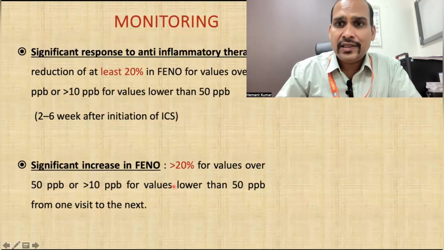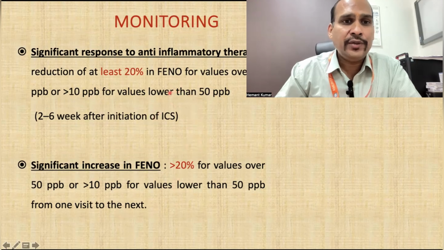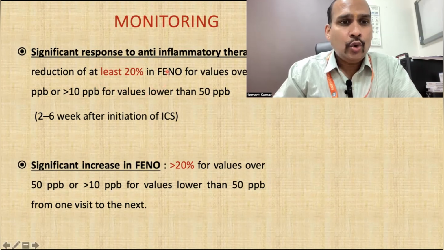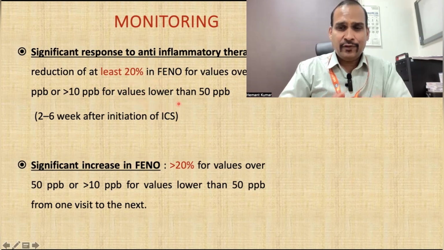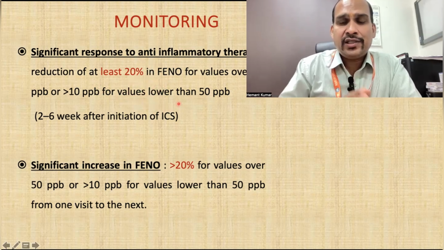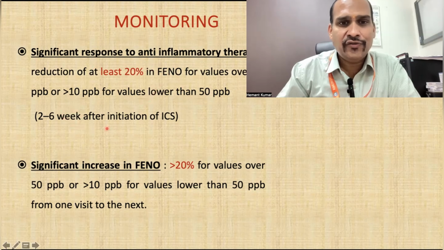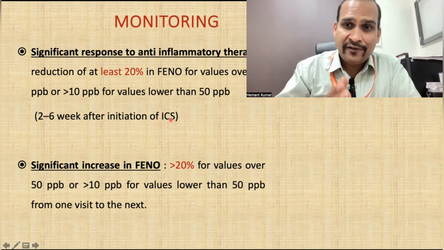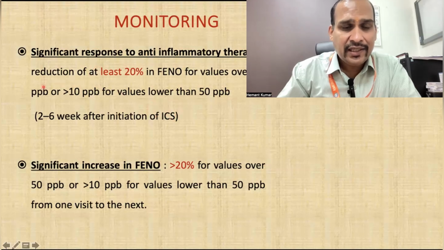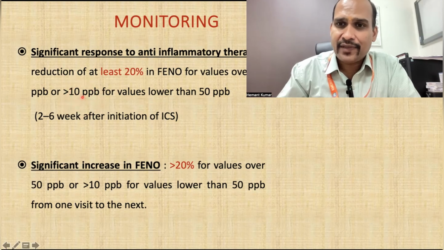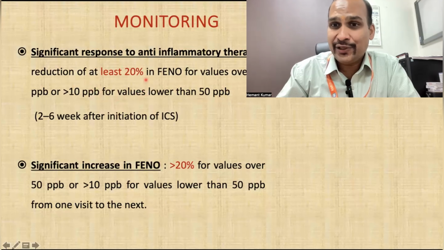So when do we say there is a significant reduction in FeNO level? If there is a 20% reduction over the previous value. If a patient has a FeNO level of more than 50 and the reduction is 20%, then you can say it is significant after 2 to 6 weeks of initial treatment. If baseline FeNO is less than 50, then a 10 ppb change is significant. But if more than 50 at baseline, then 20% should be reduced.